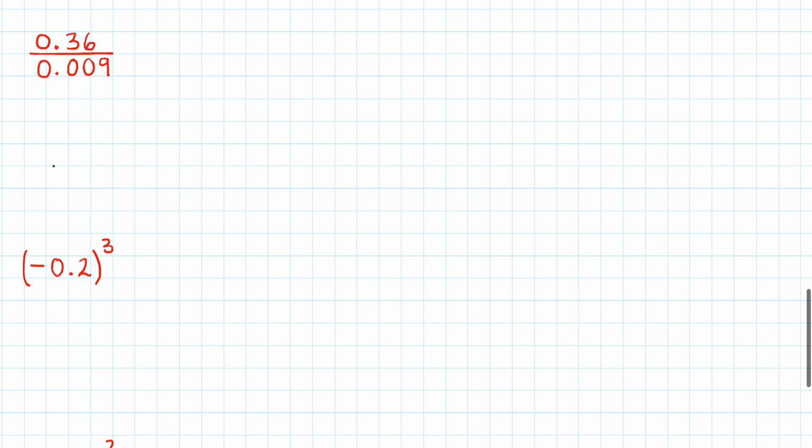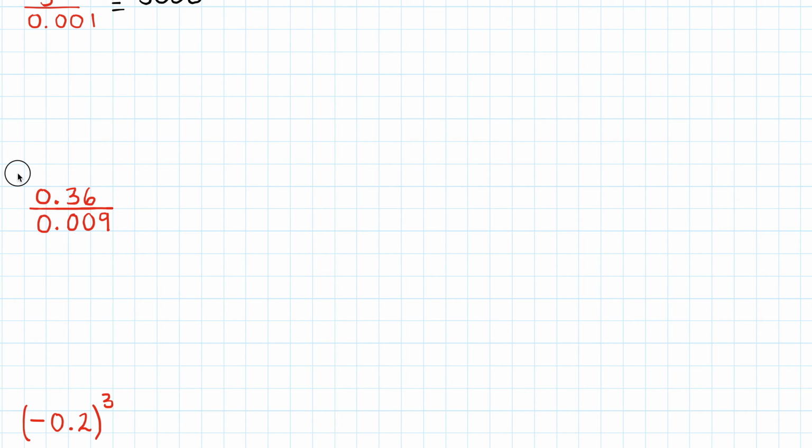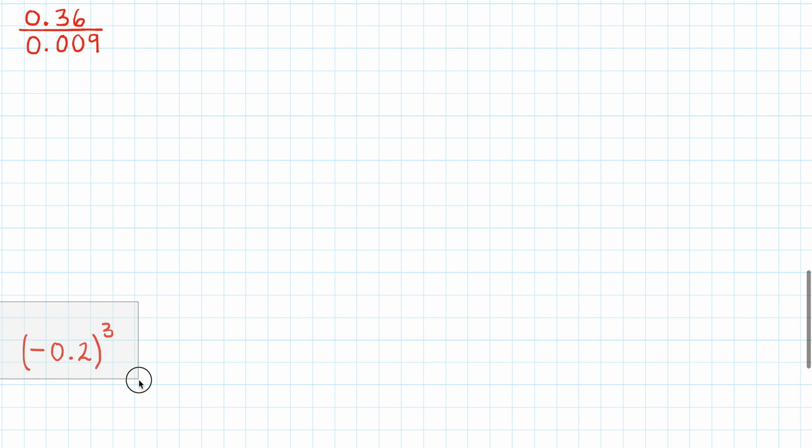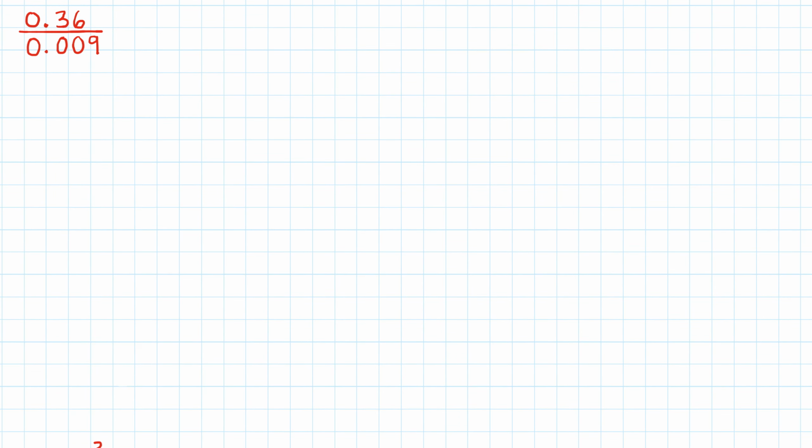Okay. I'm going to move this one down, or maybe I can move this one up a little bit. Okay, if I have something like this, 36 hundredths, so I'm going to write it as a fraction, 36 hundredths divided by 9 thousandths. How do we solve this? 36, stay, change, flip.